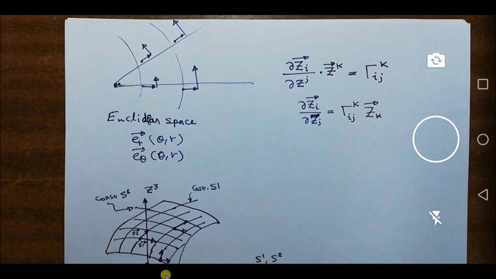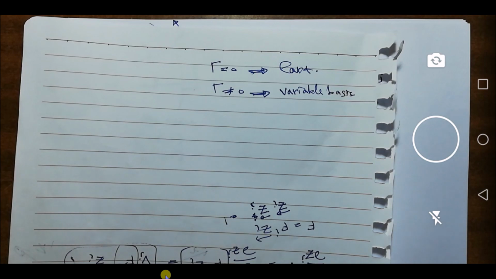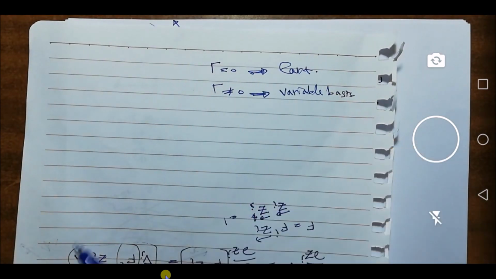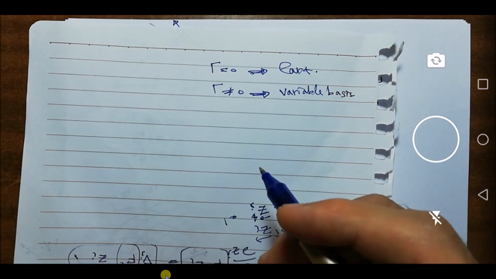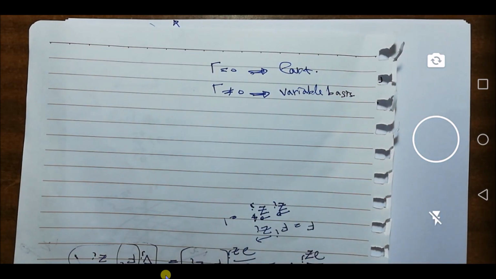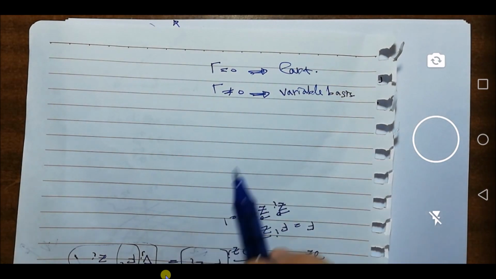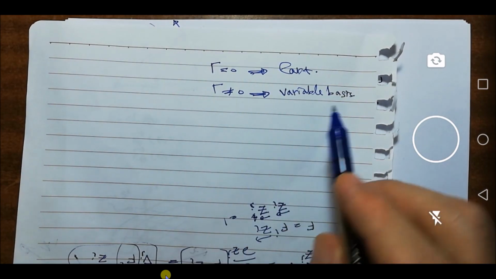For now, I need you to keep in mind that if the Christoffel symbol is equal to 0, it means we have a Cartesian coordinate system or any other system in which the bases don't get changed from one point to the other. If the Christoffel symbol is not equal to 0, it means we have some coordinate system with variable bases.